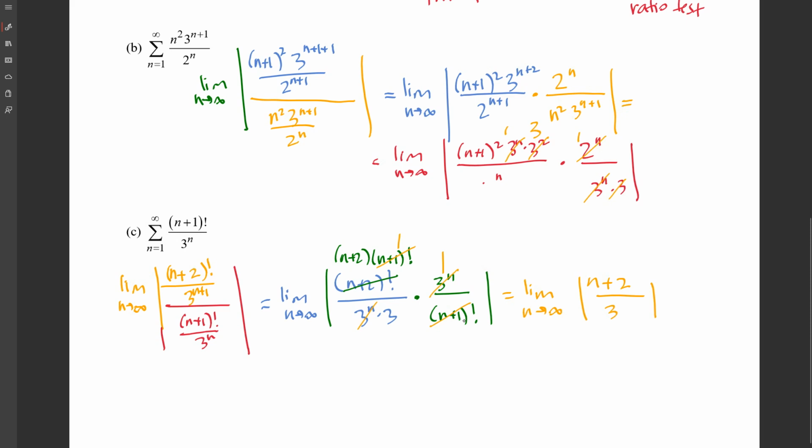And as n gets bigger and bigger and bigger, this expression is going to go to infinity. When I get the answer, I compare that with 1. Infinity is bigger than 1. So therefore, this series will diverge by ratio test.